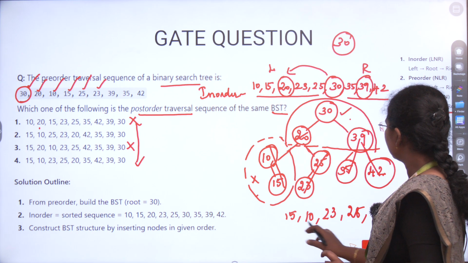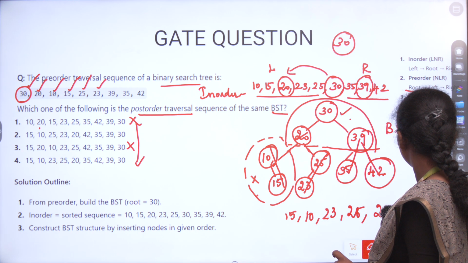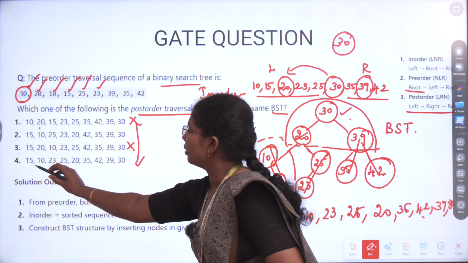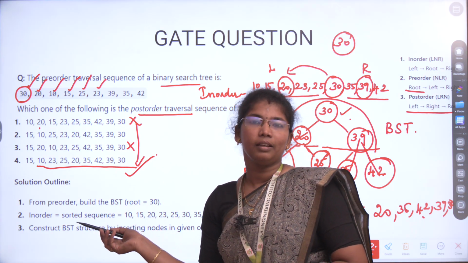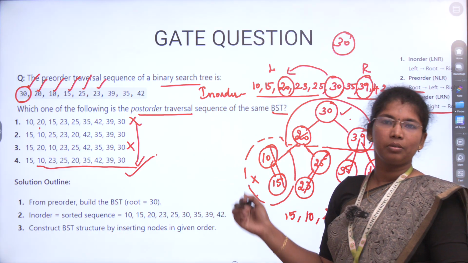So 15, 10, 23, 25, 20, 35, 42, 39 and 30. So the fourth option is your correct option. So in this way you can easily traverse these values and you can find the answer to this question.